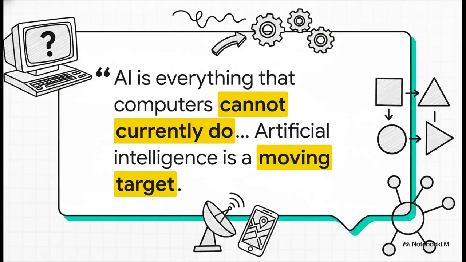And that brings us to this fantastic idea, which is summed up perfectly by this quote. AI is everything that computers cannot currently do. Artificial intelligence is a moving target. And isn't that so true? I mean, think about it. Just a couple of decades ago, a GPS that could plot a route across the country in seconds would have seemed like magic. Now, it's just a normal app. The second we figure out how to do something, it stops feeling like intelligence, and it just becomes, well, technology.